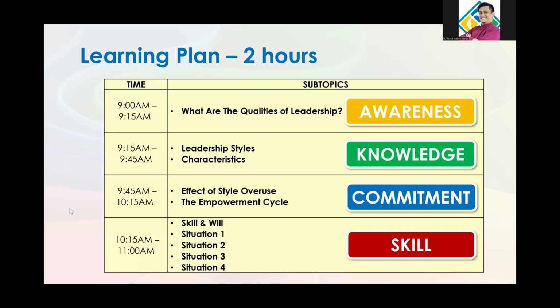Now, under commitment, 9:45 to 10:15, that's 30 minutes. We explore the effect of style overuse and we explore the empowerment cycle, which I didn't mention just now. So at this section, we get them to buy into the knowledge. Once they have bought into the knowledge, then we spend a good 45 minutes having them practice. We give them different scenarios. Okay, this is a person named Kelvin. He has this problem. Which leadership style should you use on Kelvin? And then, discussing in their teams, they come up with an answer, and then they try and practice it in class.